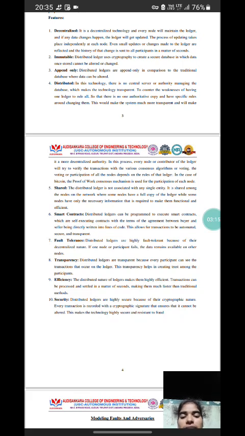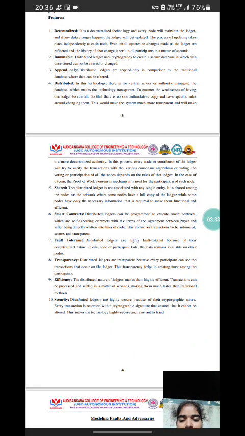Seventh one, fault tolerance. Distributed ledgers are highly fault tolerant because of their decentralized nature. If one node or participant fails, the data remains available on other nodes. Eighth one, transparency. Distributed ledgers are transparent because every participant can see the transactions that occur on the ledger. This transparency helps in creating trust among the participants.